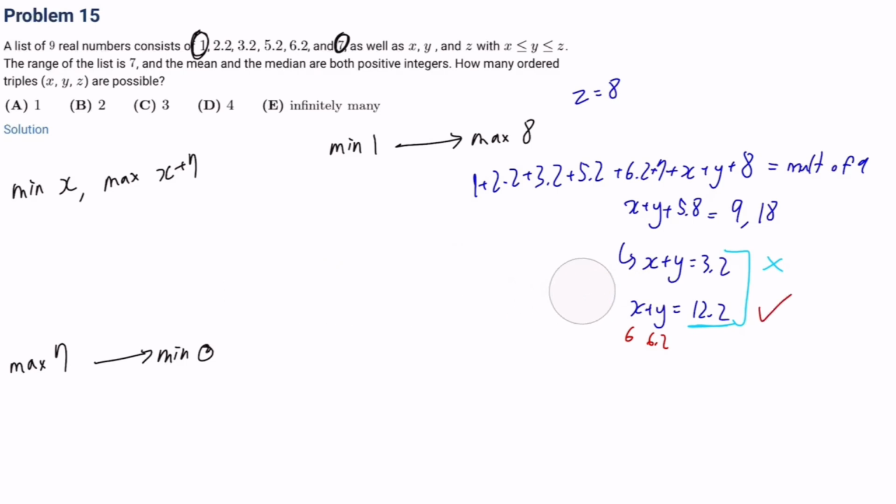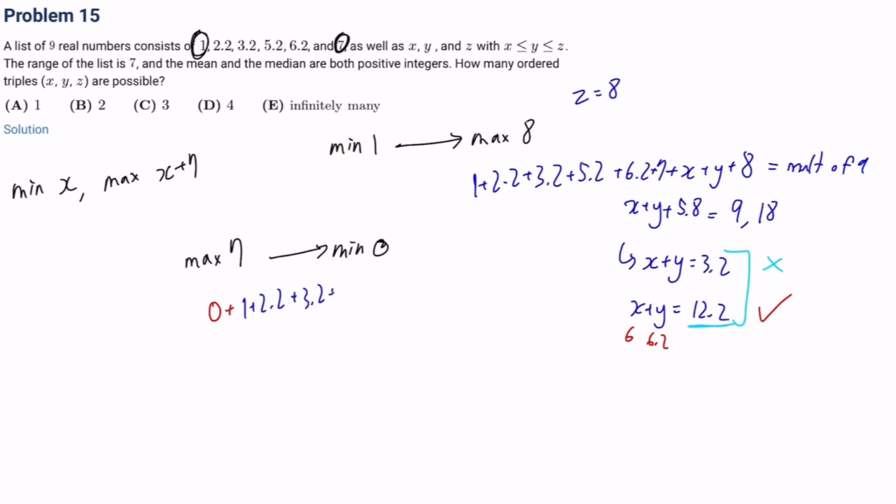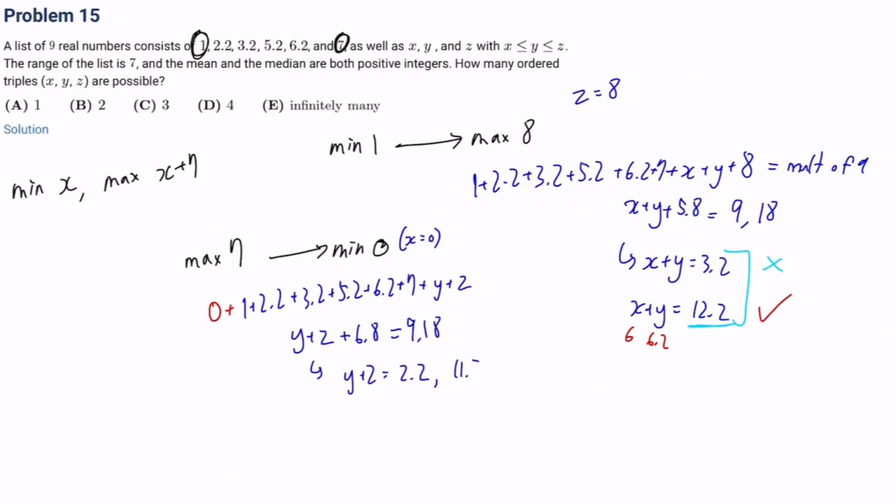And let's look at the other cases. If the maximum is 7 and the minimum is 0, then doing the same thing with that, except 0 plus, and then it's 1 plus 2.2 plus 3.2 plus 5.2 plus 6.2 plus 7 plus y plus z, because x is equal to 0 this time. Then that gives us that y plus z plus 6.8 is going to be equal to a multiple of 9, which is either 9 or 18. So this gives us that y plus z is equal to 2.2 or 11.2.